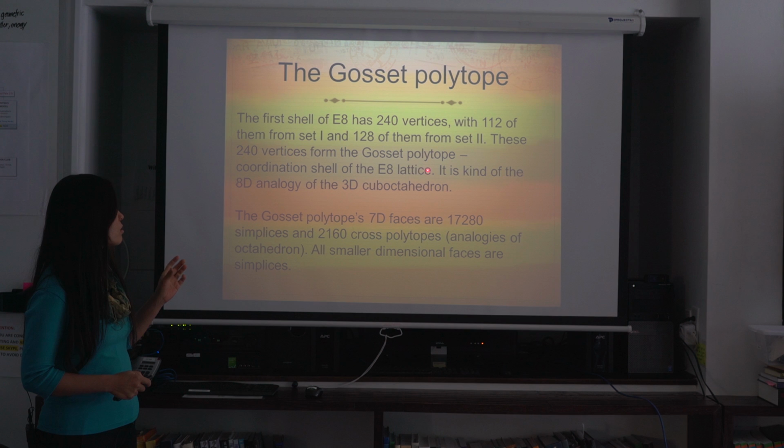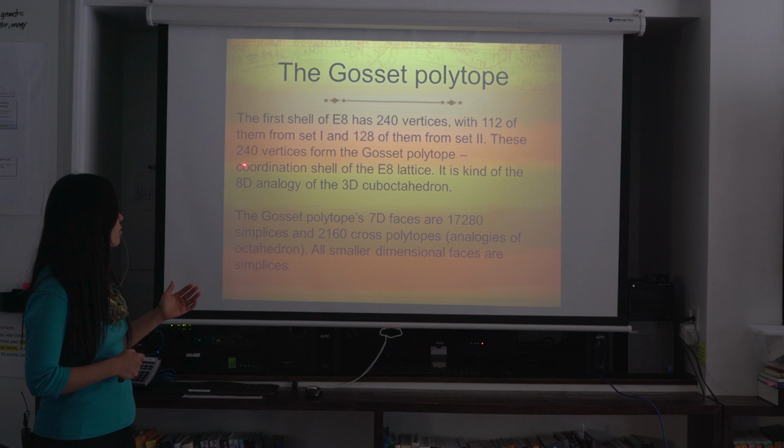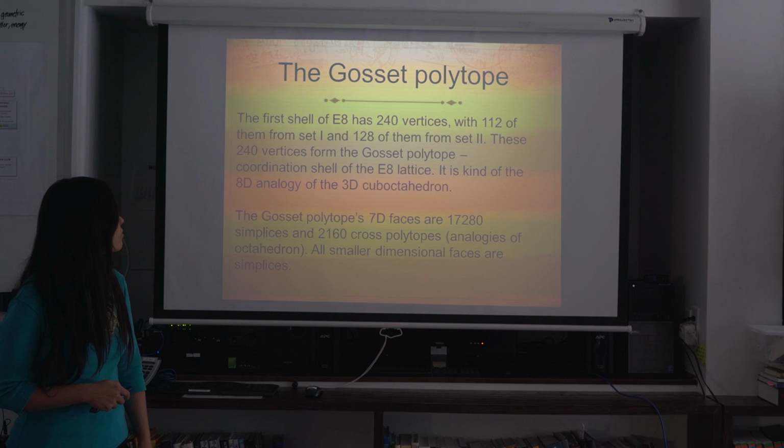So it's the coordination shell of the E8 lattice. This is like when we talk about the representative polytope of a lattice. It seems here they give a name of a coordination shell. So what do you mean by the first shell of E8? What is the first shell of E8?